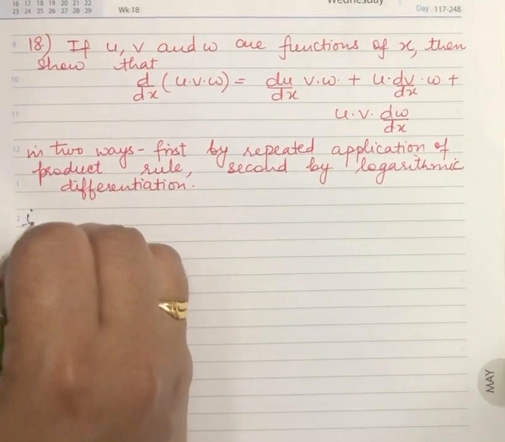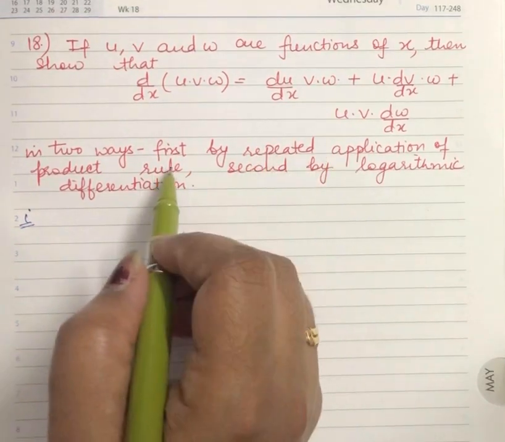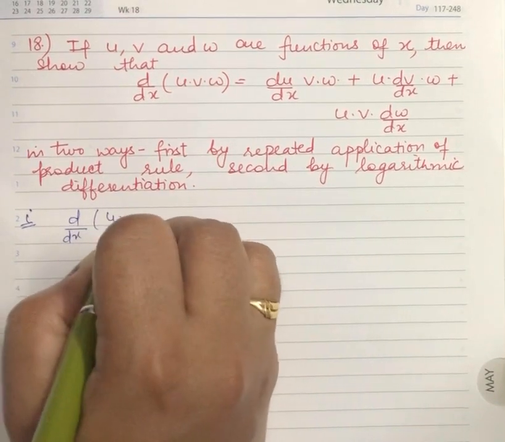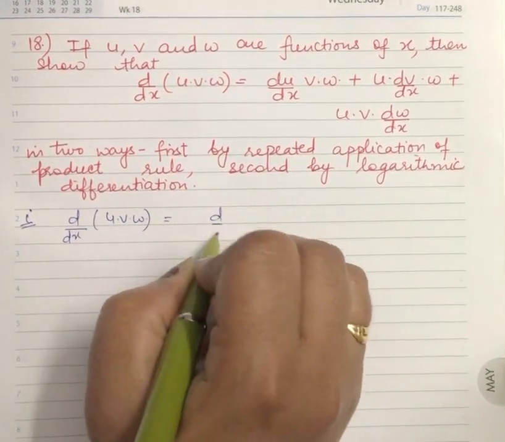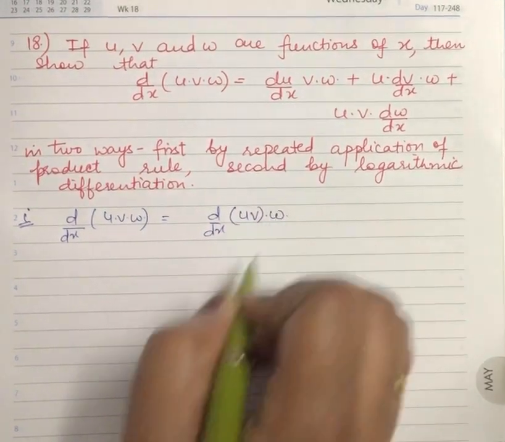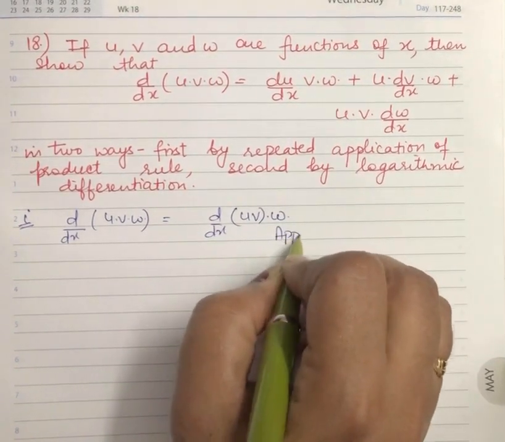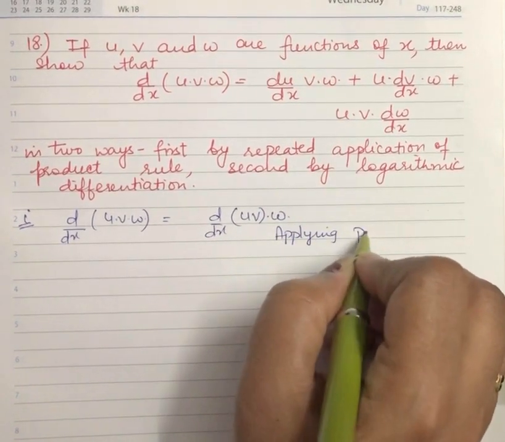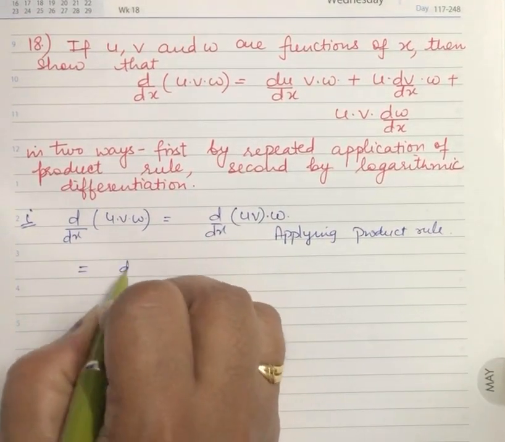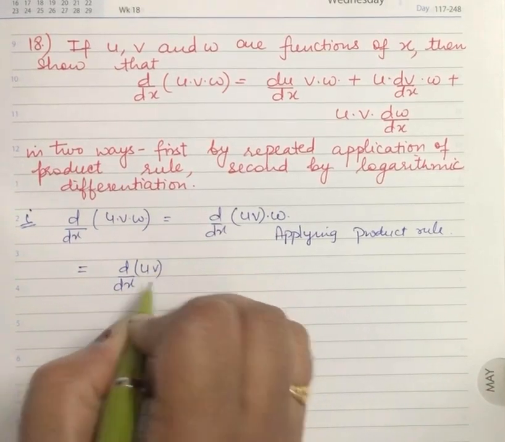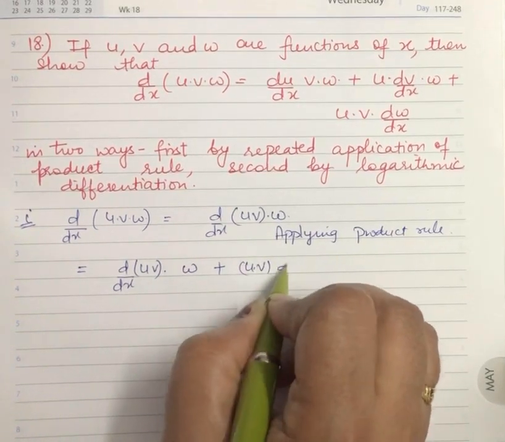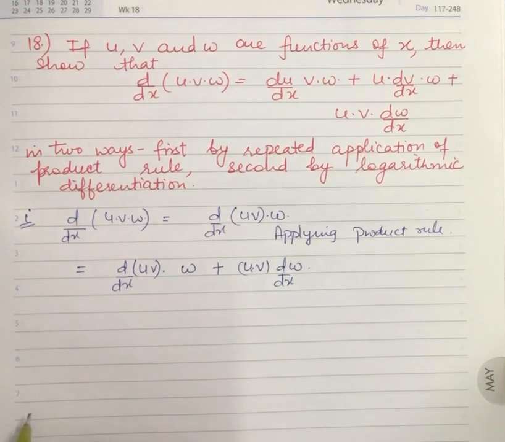So in first part we have to differentiate it by repeated application of product rule. So see here, now we can write this uvw as, we can separate it as uv into w. Now applying product rule, what we get? That will be equal to first differentiation of uv, we are taking this as first function, into w as it is plus uv as it is and differentiation of w.